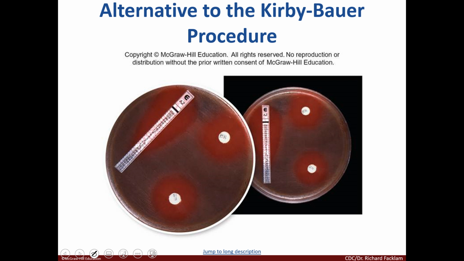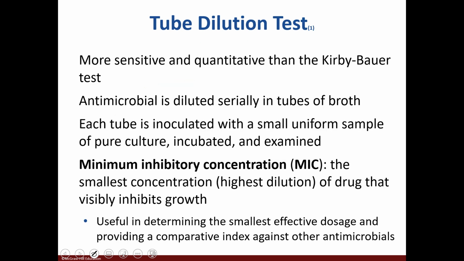This test can be used on slow-growing and fastidious organisms. The entire strip has gradients of drug in micrograms. The MIC, or smallest concentration of drug required, can be determined by the mark on the strip at the end of the zone. The tube dilution test can be used to determine the minimum inhibitory concentration, or MIC. A series of dilutions are used to determine what's the smallest concentration required to treat the infection.